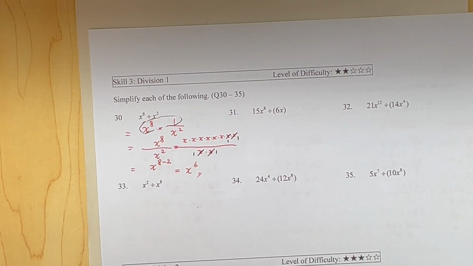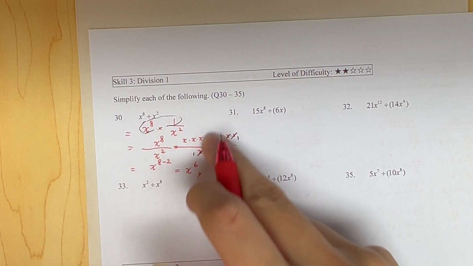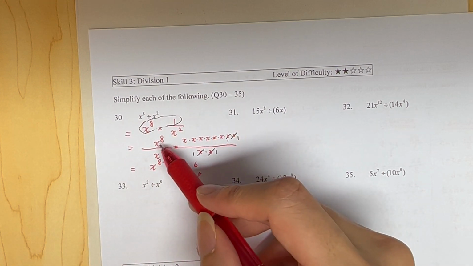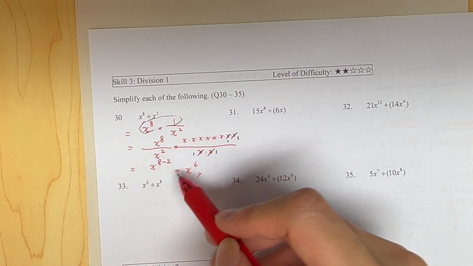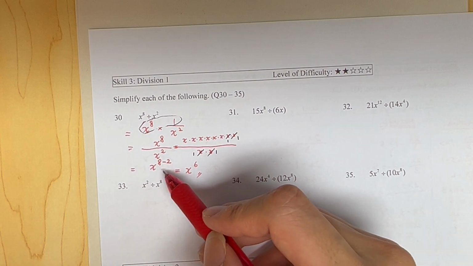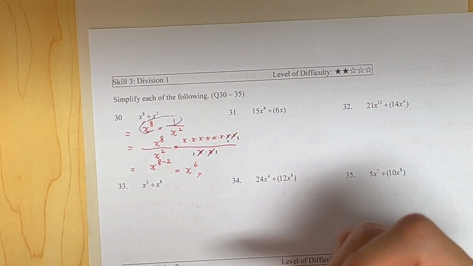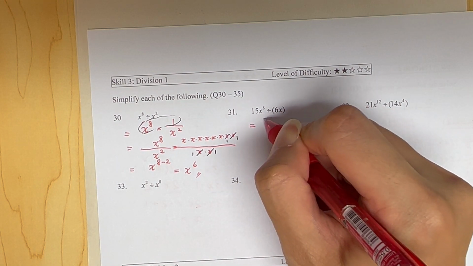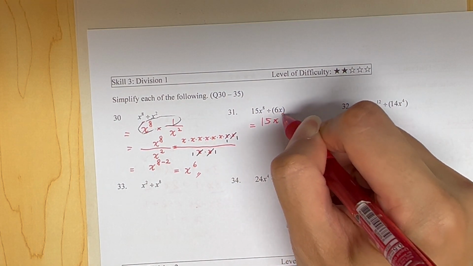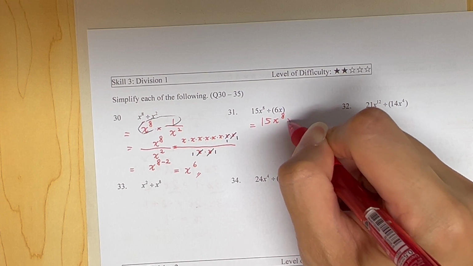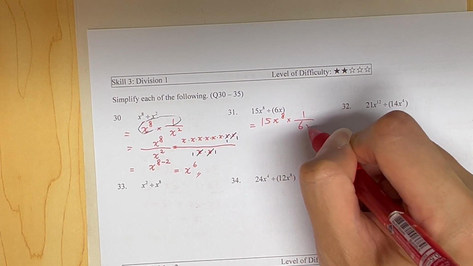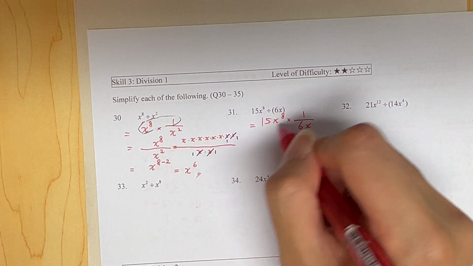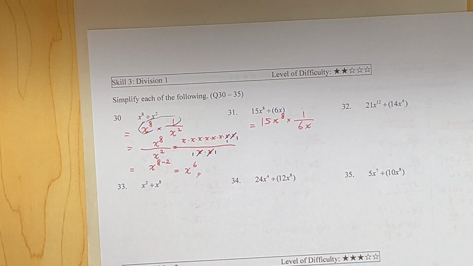So let's move on to question 31. The summary for question 30 is that whenever we do the cancellation for division, we use subtraction for the power, and then we can get the final answer. For question 31, we have 15x to the power of 8 on the top, and then we are going to multiply 1 over 6x. You know that this is in the bottom, this is on the top. We can do the cancellation directly.